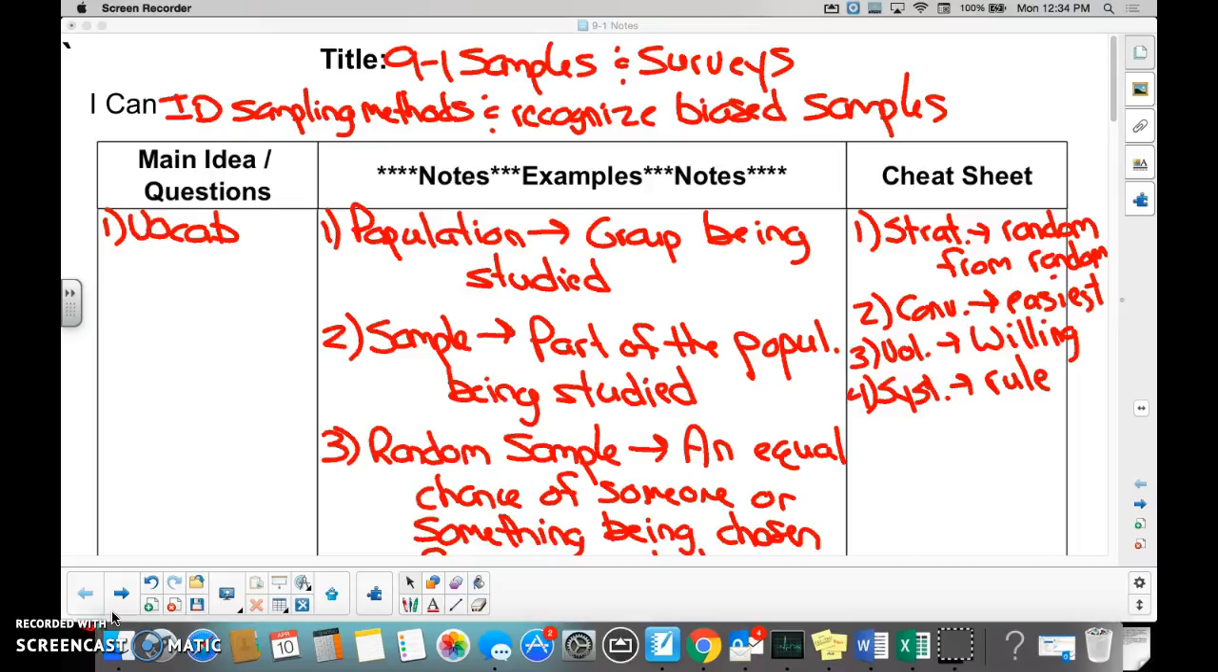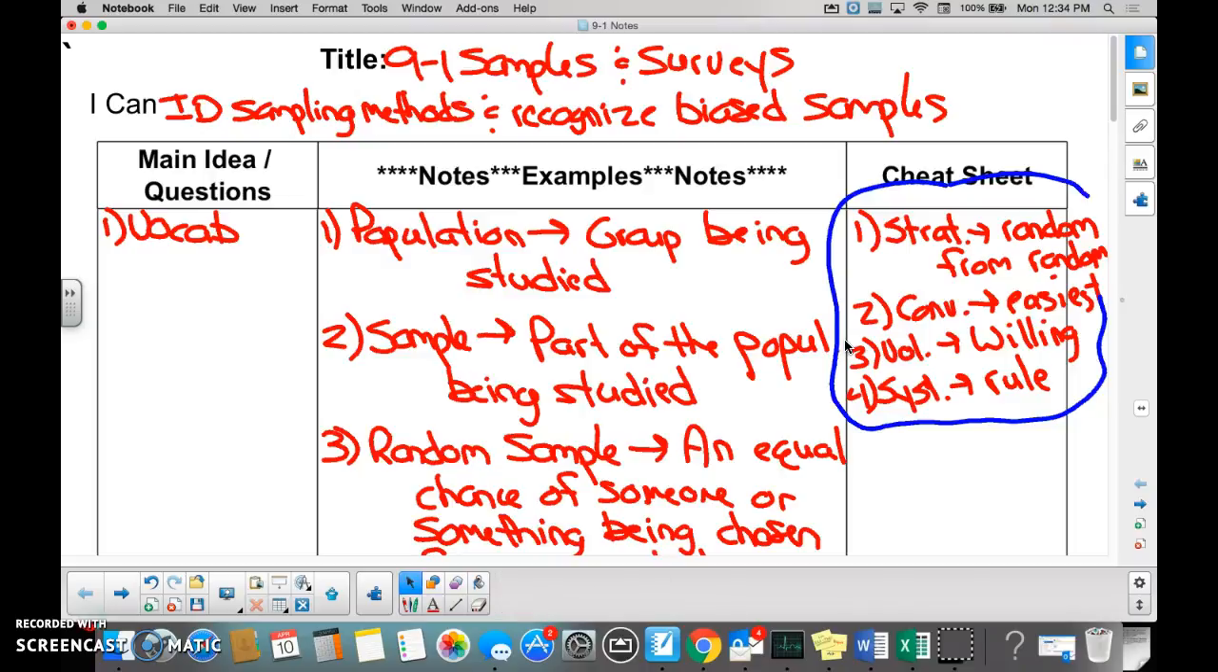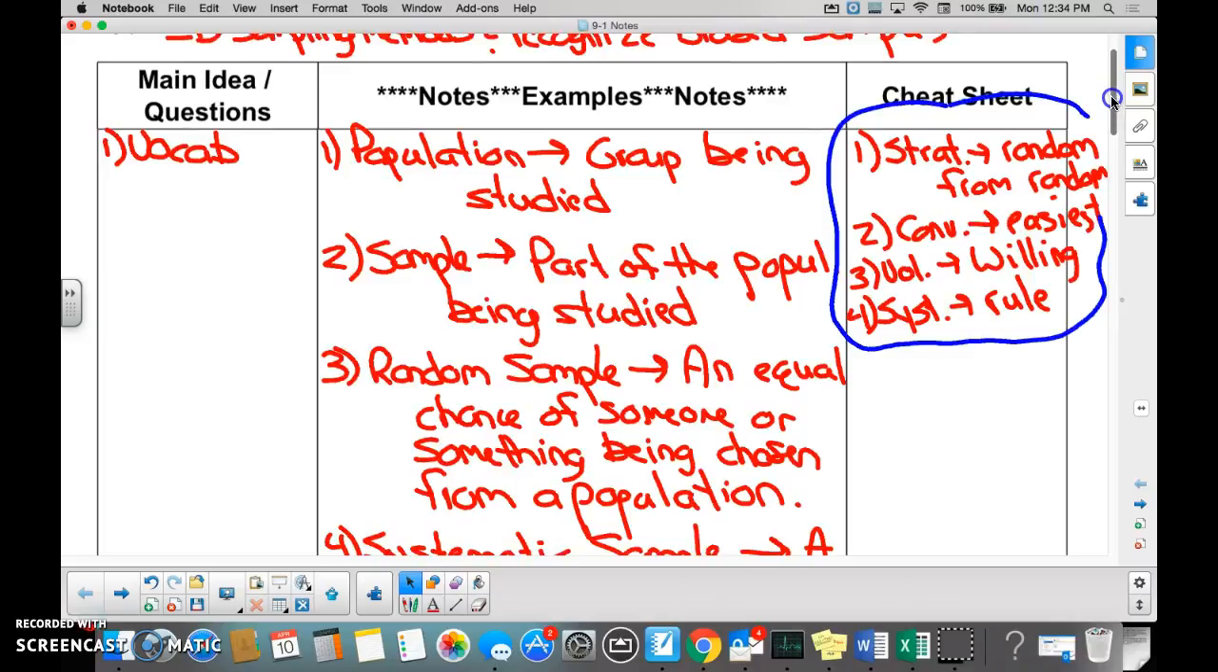Awesome, thank you, Ryan. Vocab. I love what you guys did over here in your cheat sheet. We took a lot of vocab words and we broke it down into a summary of sampling methods. To the right here, the one I just circled, you have a brief explanation of some of the sampling methods. To the left, you have the bigger definitions.